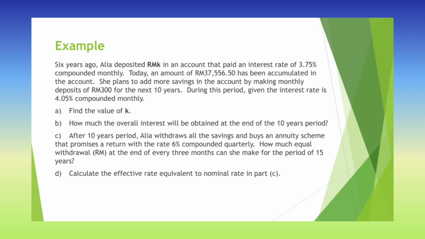Question C, after the 10 years period, Alia withdraws all the savings and buys an annuity scheme that promises a return with the rate 6% compounded quarterly. How much equal withdrawal at the end of every 3 months can she make for the period of 15 years? And question D, calculate the effective rate equivalent to the nominal rate in part C.